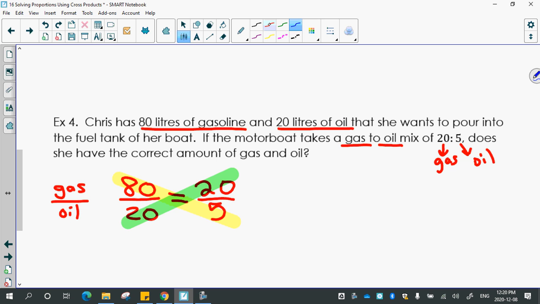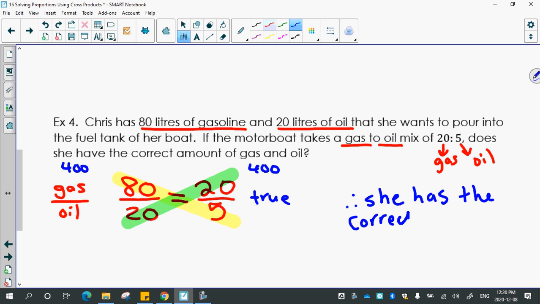So we can try 80 times 5, and that gives me 400. And 20 times 20, that gives me 400 as well. So that means this is true. So then let's answer the question, does she have the correct amount of gas and oil? Therefore, she has the correct amount of gas and oil.